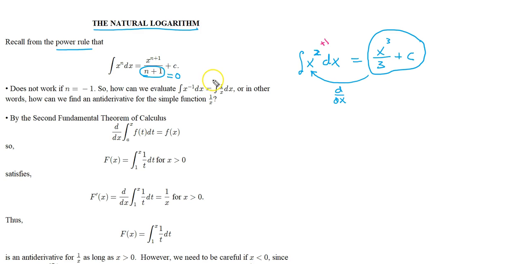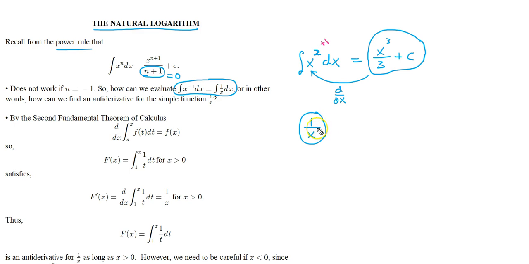So in other words, the formula doesn't work if we're trying to evaluate the antiderivative of x to the negative 1 power, or the antiderivative of 1 over x dx. So we have no way of evaluating this using the power rule. So we don't have any way of finding an antiderivative for the very simple function 1 over x. So how can we find an antiderivative for this?